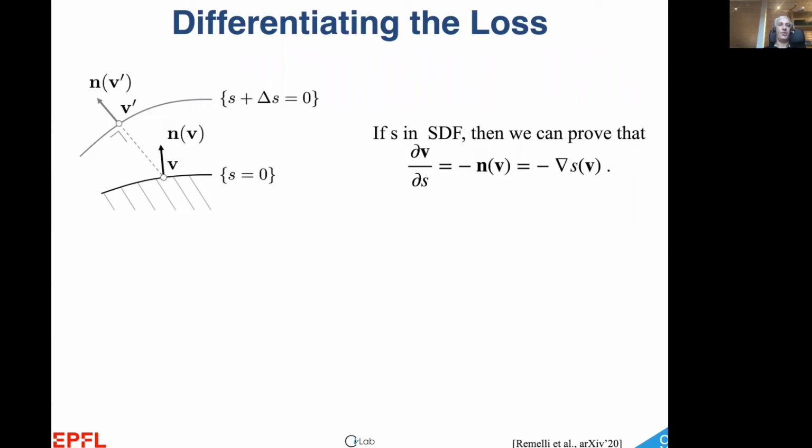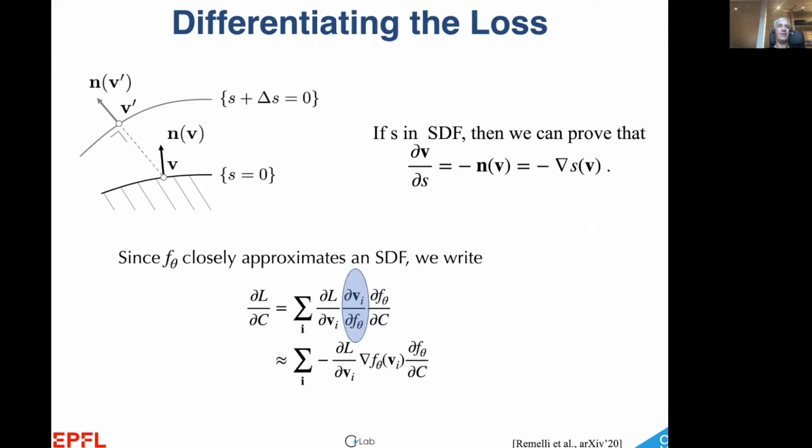Given a true distance function, S, and an infinitesimal perturbation delta S of it, a point on the surface will move in the direction normal to the surface, which is also the gradient of S. We can therefore prove that the derivative of a vertex location is the gradient of S at that location. And since F theta closely approximates a signed distance function, for each vertex, we can approximate the derivative dV over dF by the gradient of F, which makes the whole loss differentiable.